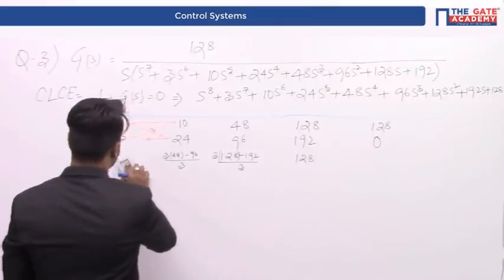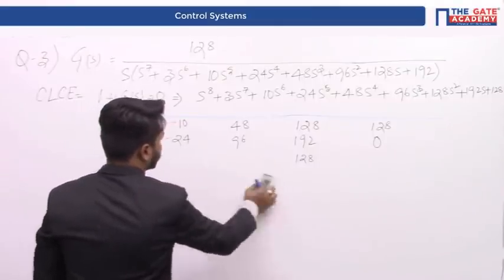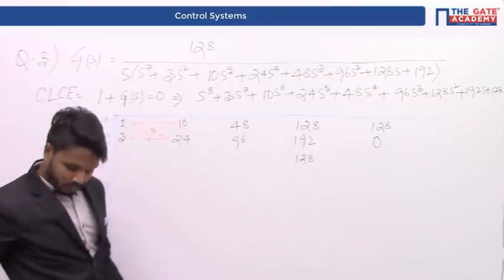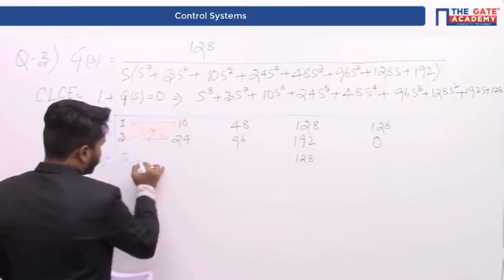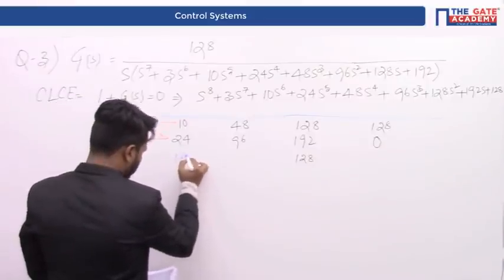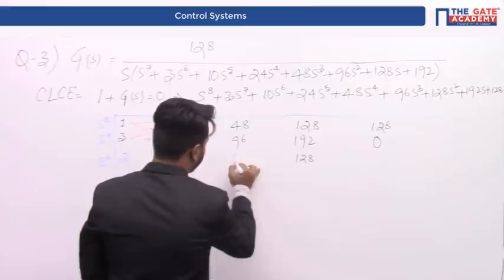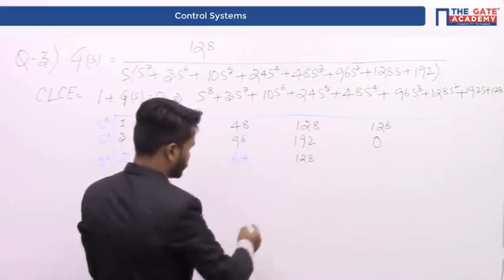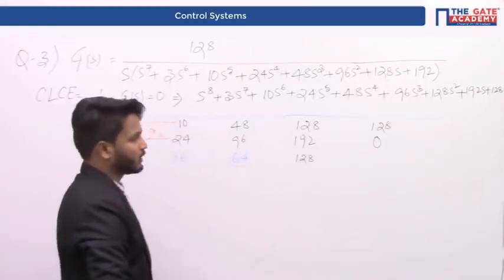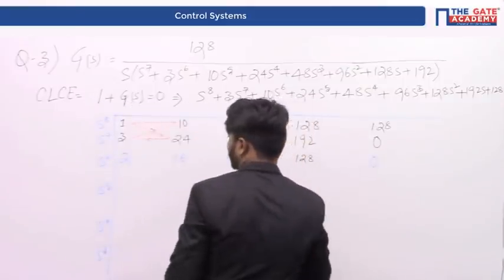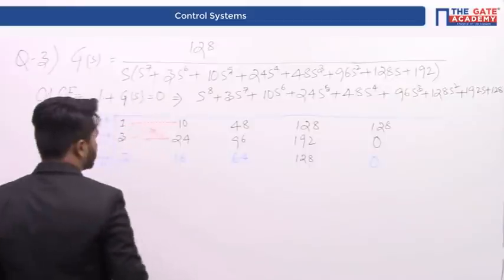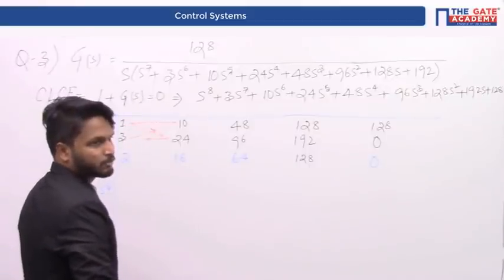The actual value you are going to get in this row is 2 here, 16 here, 64 here, and it is 128 already. After 128, you can put a 0 if needed. So in a similar manner, you have to calculate the next rows also.